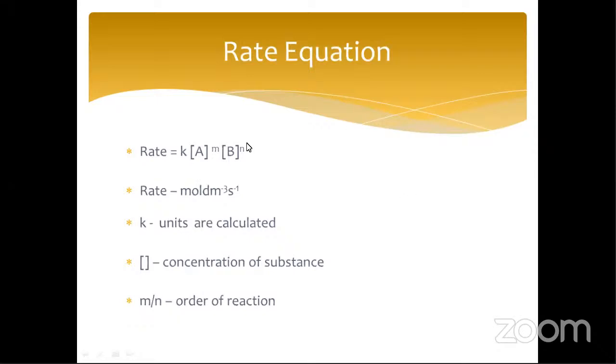m and n are what we call the order of our reaction. So in general, if you're asked for the rate law or the rate equation, rate is equal to k times the concentration of your reactant raised to the power of its order times the concentration of your other reactant raised to the power of its order. All right.